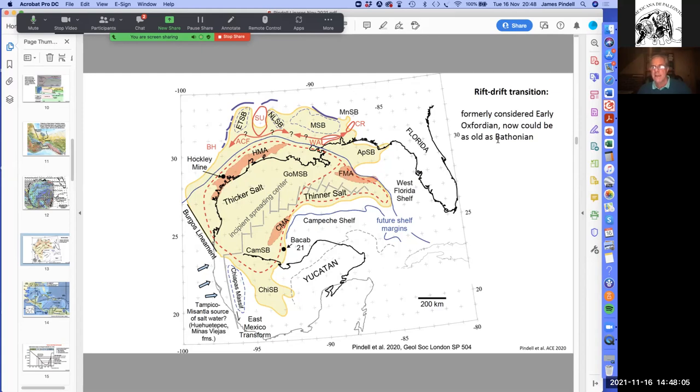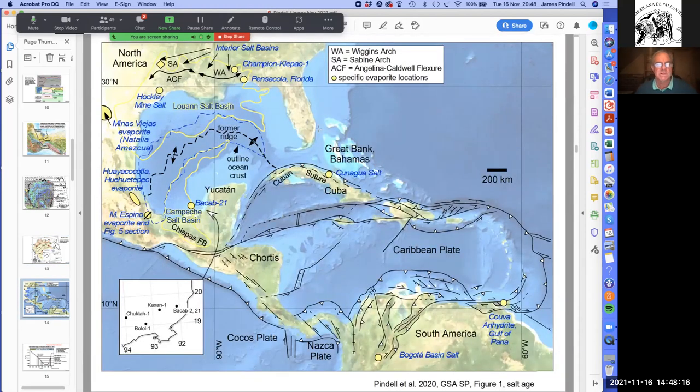So we need to know the age of the salt. People always have thought it was Colombian for a long time, but now we know it's older. So what can we say about the age of the salt?